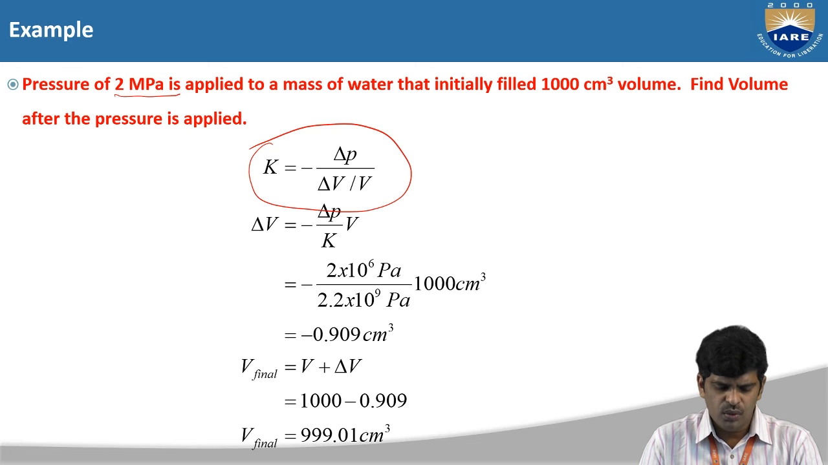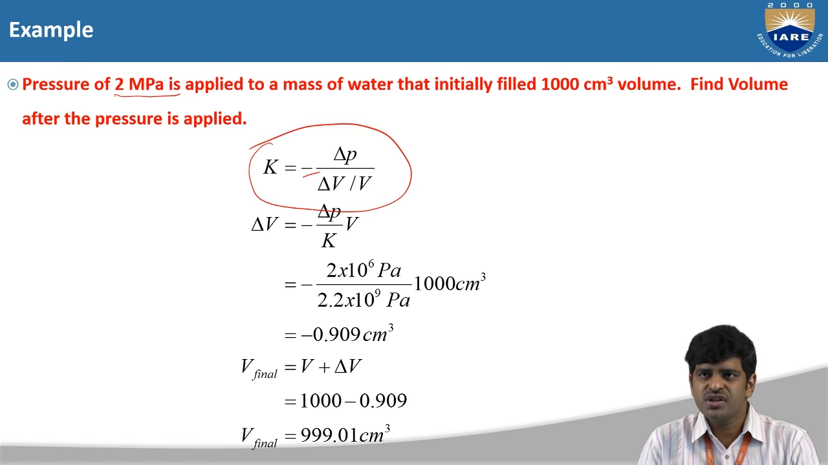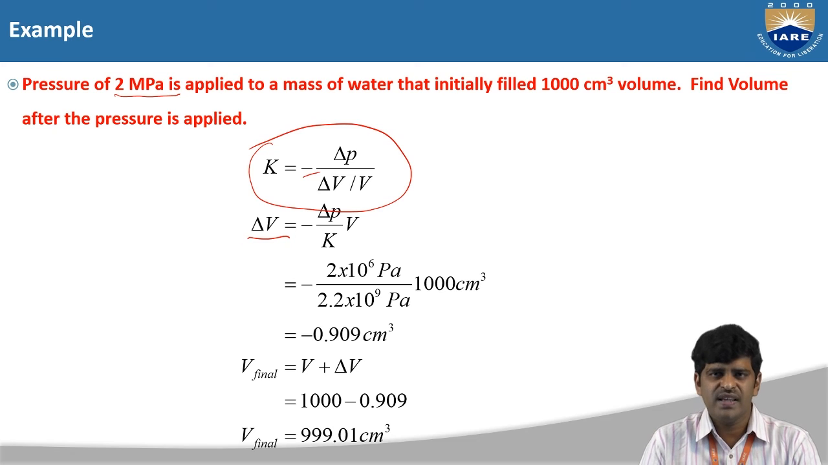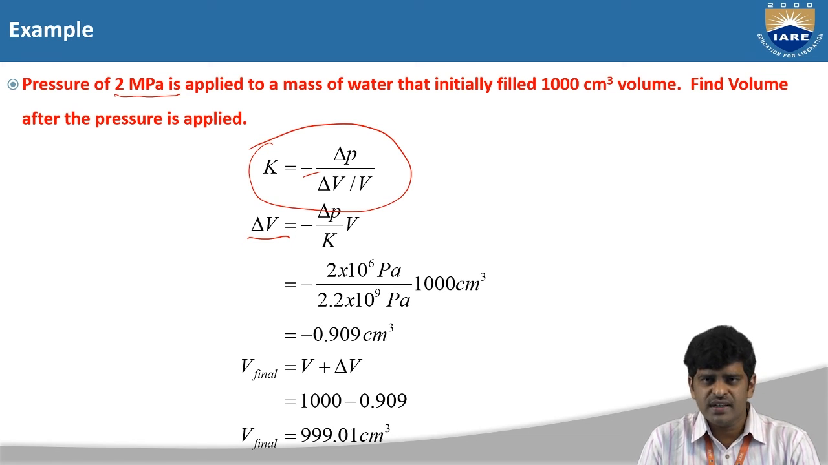Here we are going to take the negative symbol. What does the negative symbol indicate? Due to the application of the pressure, there will be some compression of the liquid, and therefore we take it as a negative value. As we are going to calculate the change in the volume after the pressure is applied, from that equation we can calculate delta V is equal to minus of delta P by K into V. What is meant by delta P here?